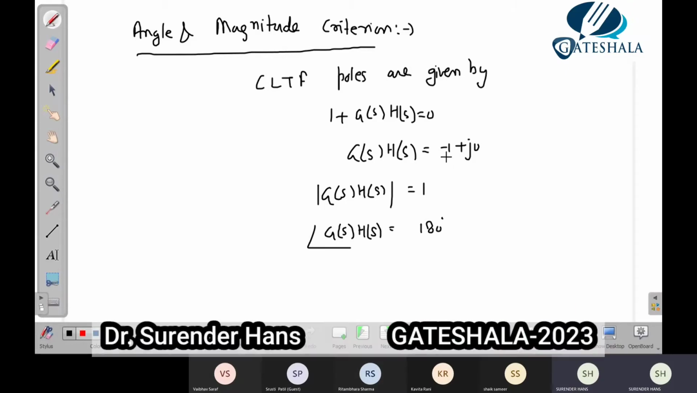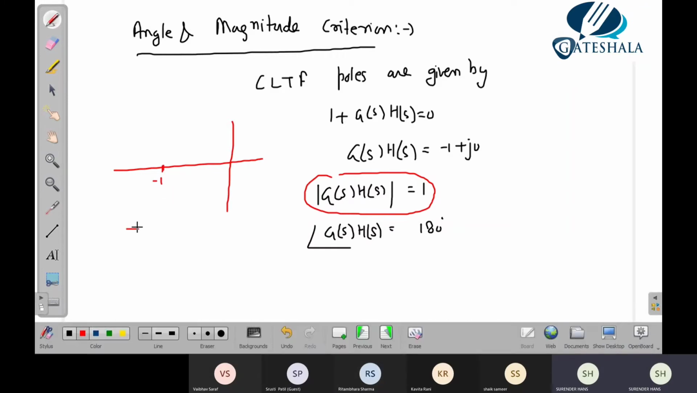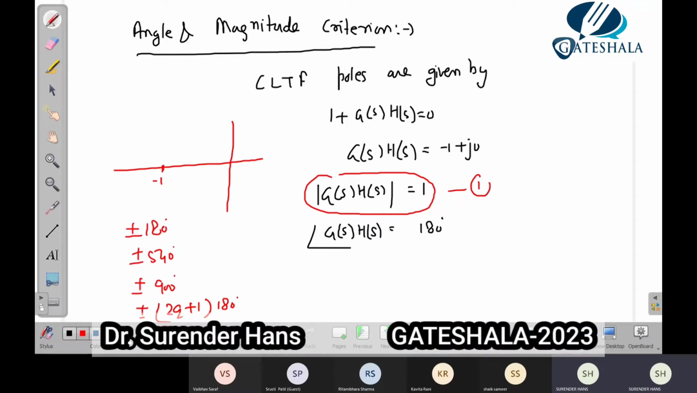So this point, minus 1 plus j0, is a point on the negative real axis. Now see, this point minus 1 is on the negative real axis, and it can be traced as magnitude 1 at an angle of plus minus 180 degrees, or plus minus 540 degrees, or plus minus 900 degrees. Or we can trace this point by (2q plus 1) times 180 degrees, that is, an odd multiple of 180 degrees, like 180, 540, 900. Correct? So this is equation number 1 and this one is equation number 2.